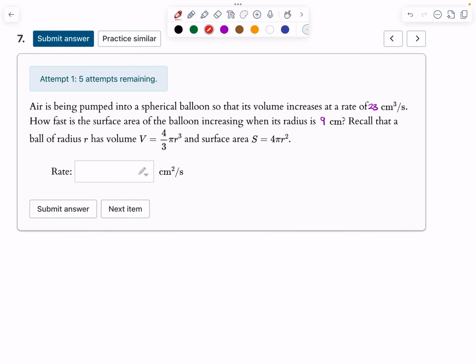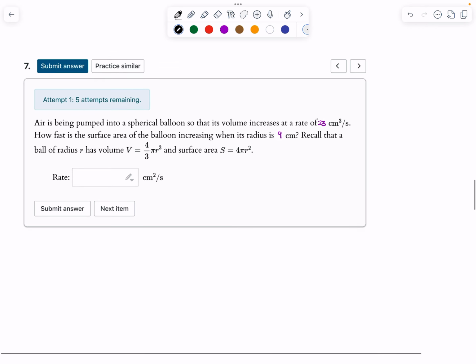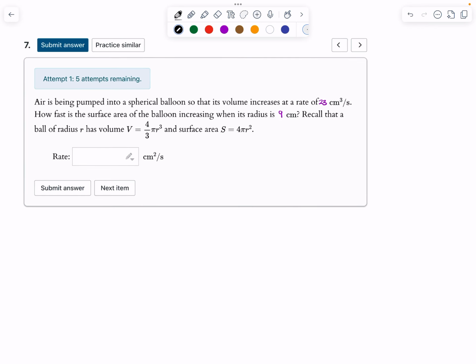So I had a request for problems 7 and 8 from the related rates stuff. I changed the numbers a bit. Probably this will be to my detriment, but we're going to give our best to do this with these numbers. We have a spherical balloon. The volume is increasing at a particular rate, and we want to know what's happening to the surface area at a particular point in time.